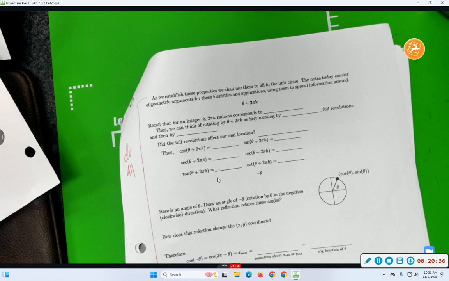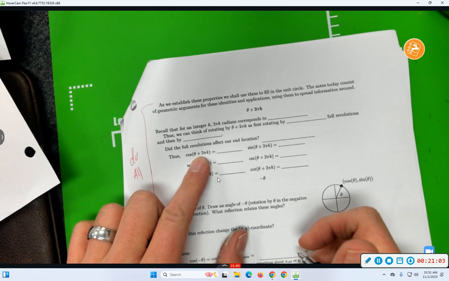It's like a full revolution. 360 degrees if you like degrees, but I think what matters is it's a full revolution. So if you rotate forward by an angle, or you rotate forward by an angle and then an extra full revolution, do you end up at the same spot? Oh, trig functions are just determined by the spot you land. So extra full revolutions don't affect trig functions. That's all this says.